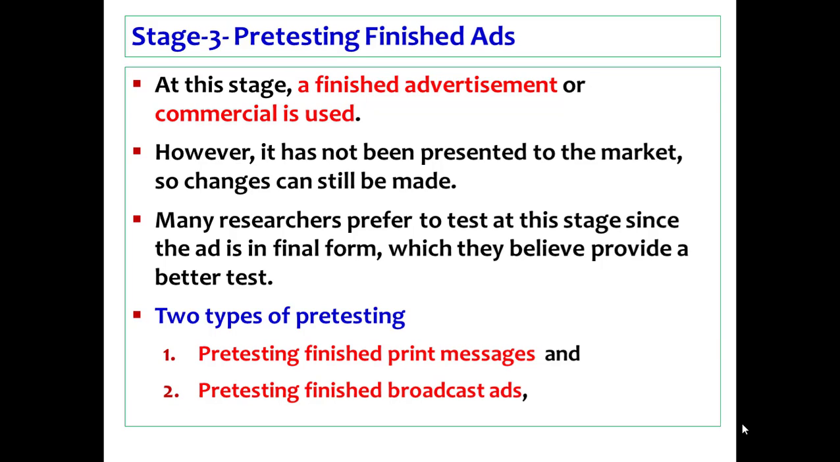So in this case, this is the most important stage. This is the most important pre-testing stage that researchers prefer to test, because the advertisement is in a final form, so they believe that it's a better test and they can avoid or rectify some problems before they actually embark on disseminating the information to the society. So there are two broad categories of pre-testing here. The first one is pre-testing for finished print messages, for print advertisements, and at the same time there is also a method for broadcasting advertisements.